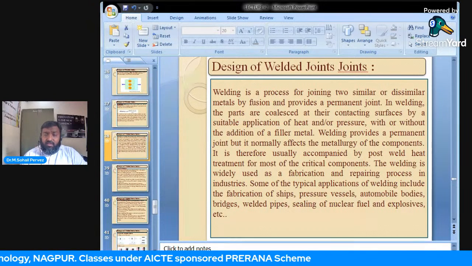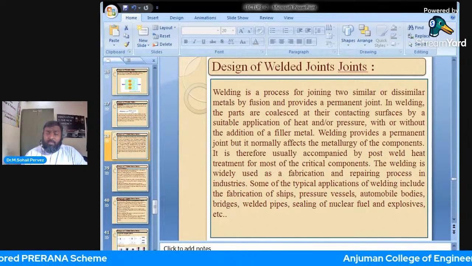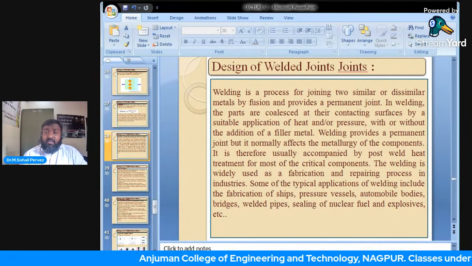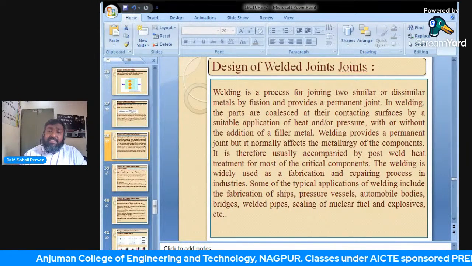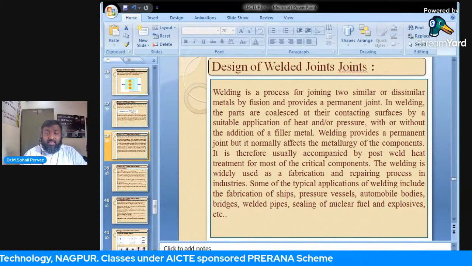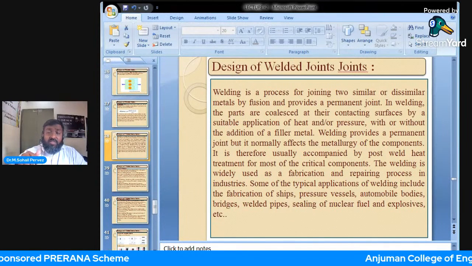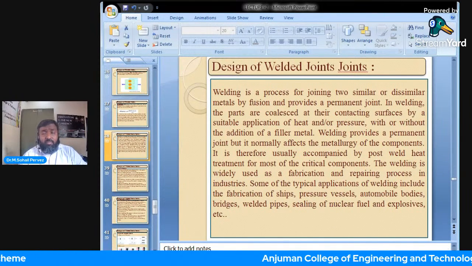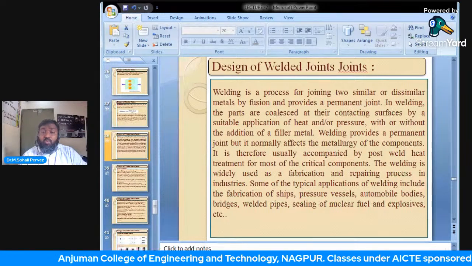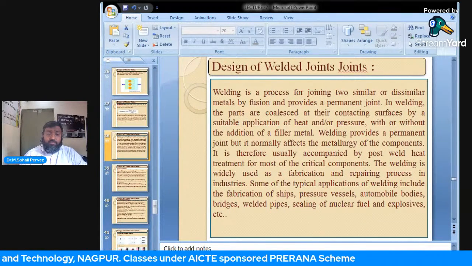Another quality of the welded joint is that, although it is of permanent nature and provides a leak-proof joint, simultaneously it gives you a strong joint also. It is used to provide a leak-proof joint, as well as it gives very good strength in the components where it is being used. So from small sections to very large sections of ships, welding is used everywhere.